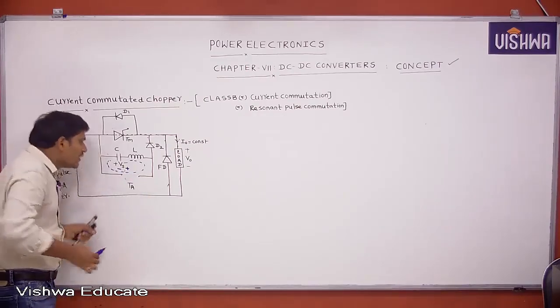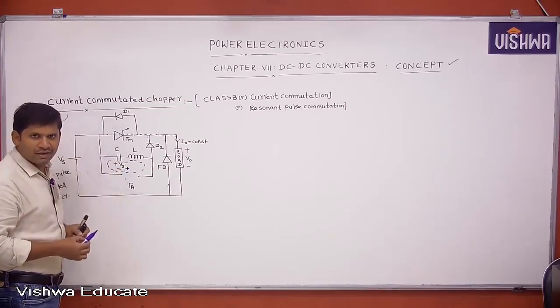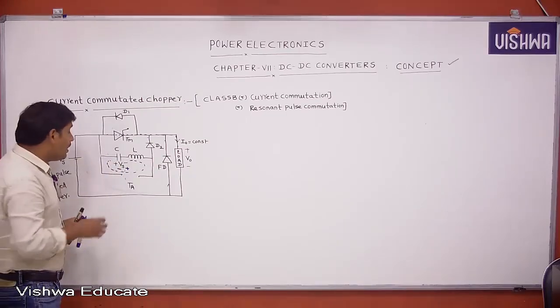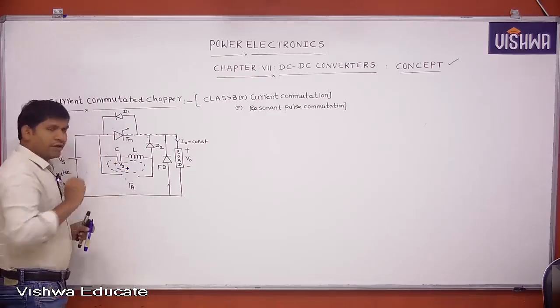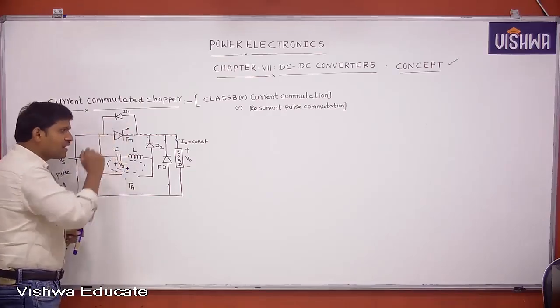We don't use another circuit to turn off this thyristor. Like that, you don't design the circuit now. Yes, the auxiliary thyristor is commutated. Still, the main thyristor is not turned off.